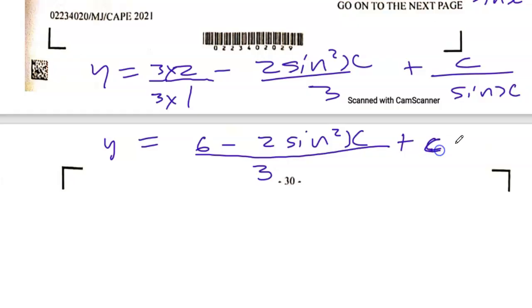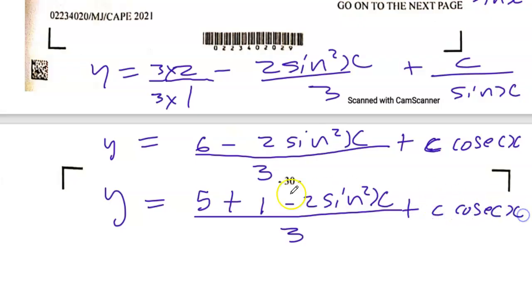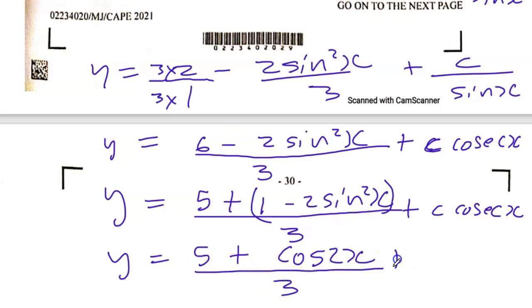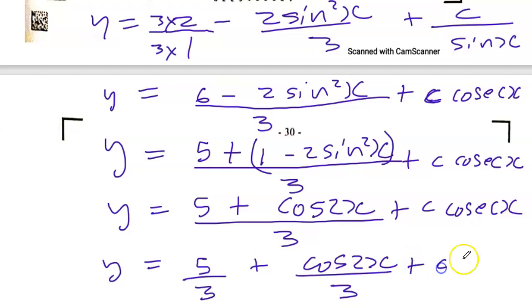That's c times cosec x. The reciprocal of sin is cosec, right? And we know 1 minus 2 sin square is cos 2x. So we can write 6 as 5 plus 1, and we have a minus 2 sin square x all over 3 plus c cosec x. Now 1 minus 2 sin square is cos 2x, so it becomes 5 plus cos 2x all over 3 plus c times cosec x. We can separate the numerators, so 5 over 3 plus 1/3 cos 2x plus c cosec x, and that's what we're asked to prove.